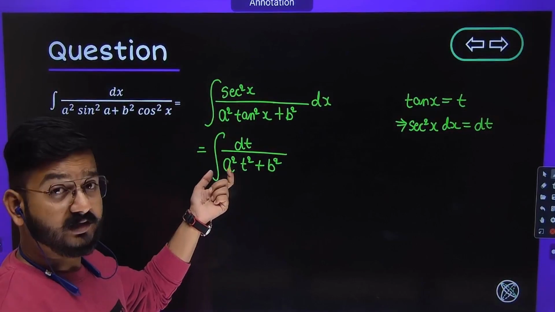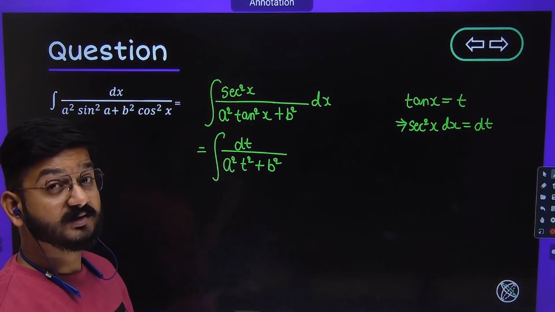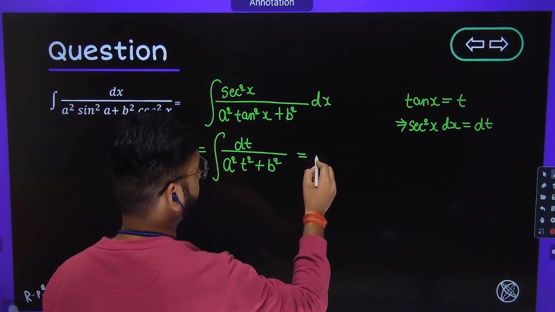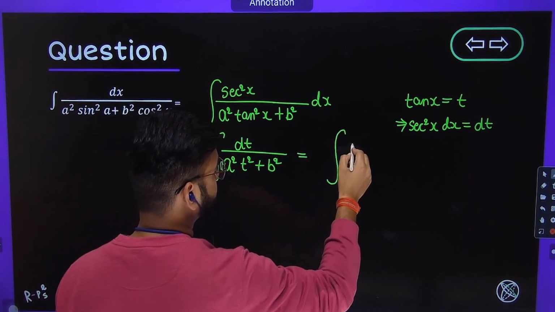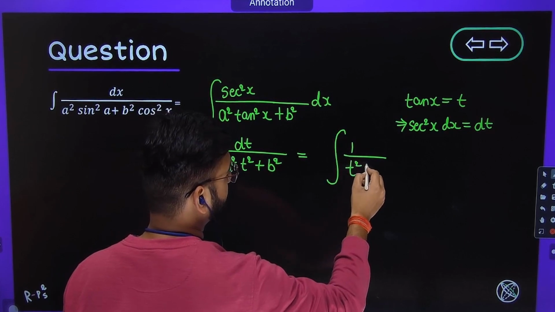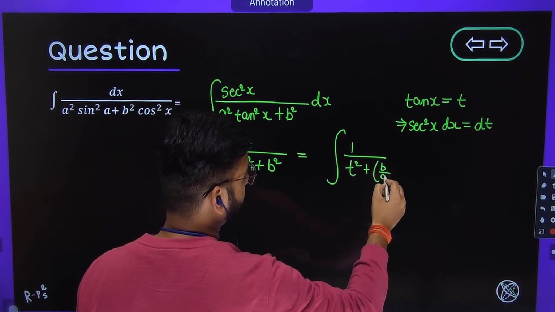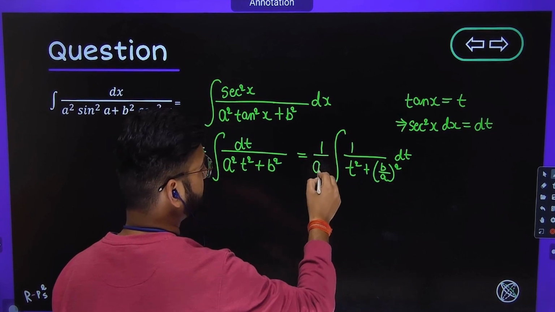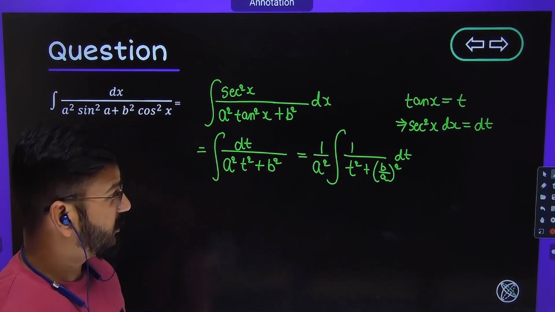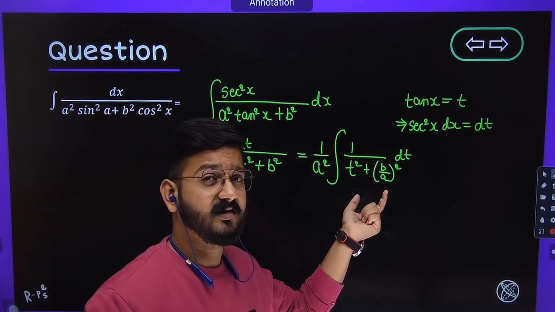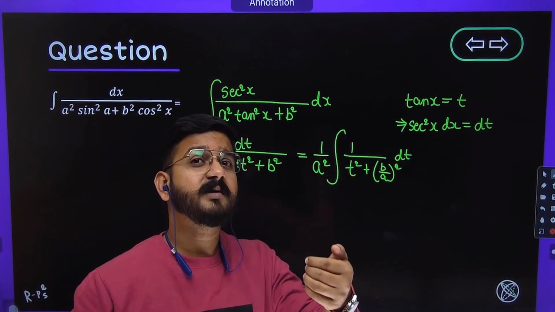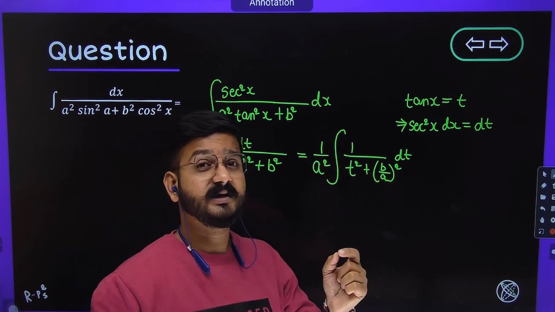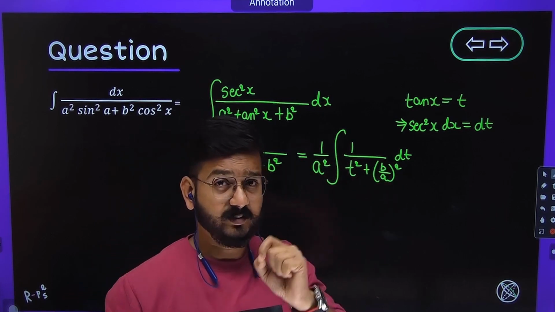Next step should be, you should try to make the coefficient of t square as 1. So for that, I will take a square common. When I take a square common from here, it becomes 1 by t square plus b by a whole square dt, and outside we will have 1 by a square. Now, if you see this form carefully, it is basically a standard form, 1 divided by x square plus a square, which is basically 1 by a tan inverse x by a. Let's use it.